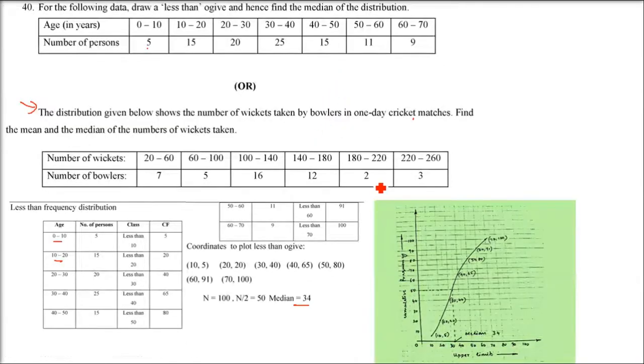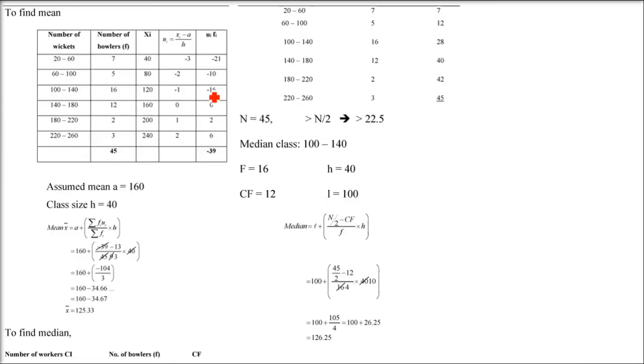Now this is the second part. Let me tell you the question again. The distribution given below shows the number of wickets taken by the bowlers in one-day cricket matches. Find the mean and the median of the numbers of wickets taken. Number of wickets taken. So we'll make the tabular form.